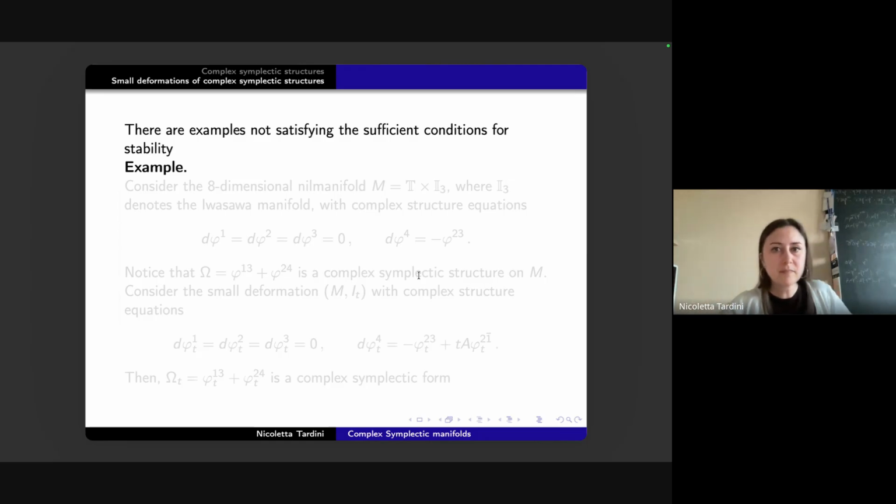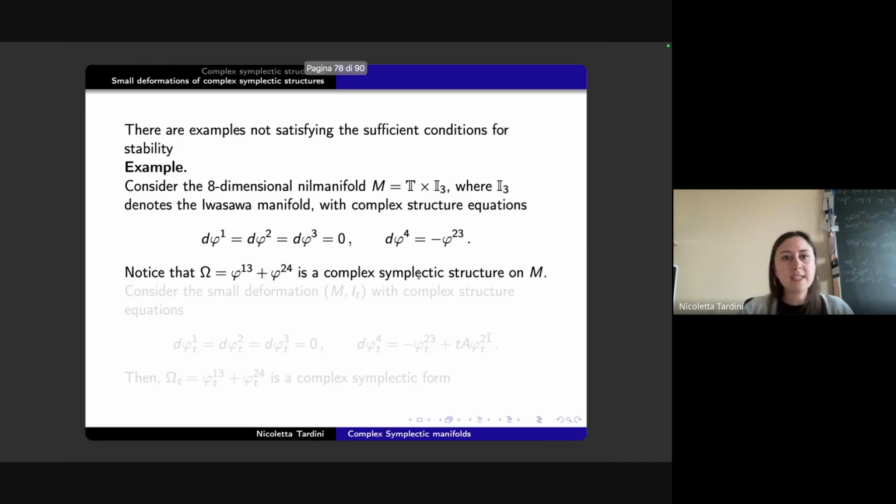The problem is that sometimes we find deformations where we have stability, but we don't know why. So we were wondering whether there are conditions that ensure this stability along these deformations. For instance, if we take this example, it's an 8-dimensional manifold.